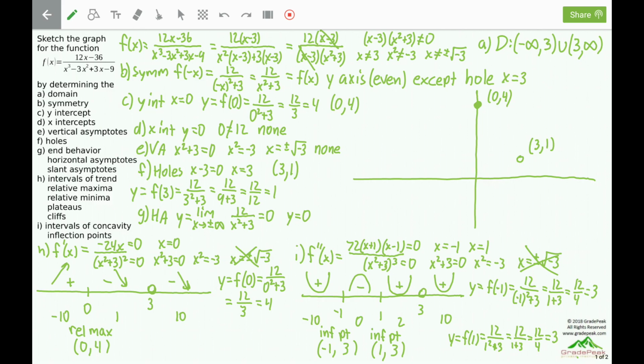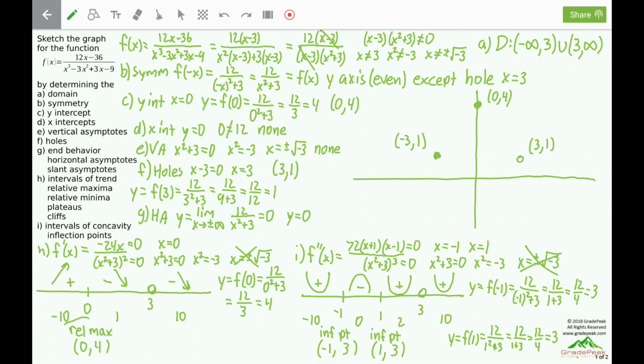This is the one point that is not showing the symmetry over the y-axis. What that means is that at the symmetric portion over the y-axis to this point, which will be a negative 3, 1, the point that's over here, about the same distance away from the y-axis but on the other side, we will have what will not be a hole in the graph. And that is the one point that does not show the y-axis or even symmetry. The rest of the graph will.